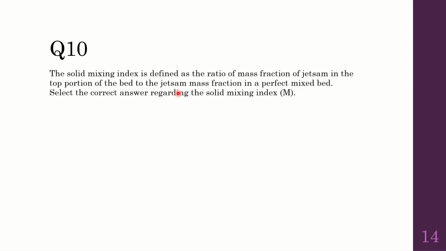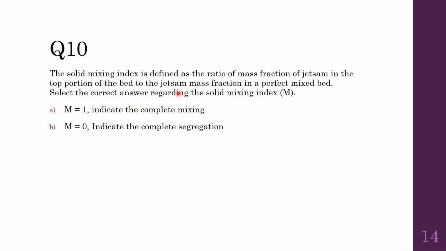In question 10, it is asked that the solid mixing index is defined as the ratio of mass fraction of jetsam in the top portion of the bed to the jetsam mass fraction in a perfectly mixed bed. Select the correct answer regarding the solid mixing index. M is equal to 1 indicates complete mixing. M is 0 indicating complete segregation. Option A and B are right. M is equal to 0 indicates complete mixing.